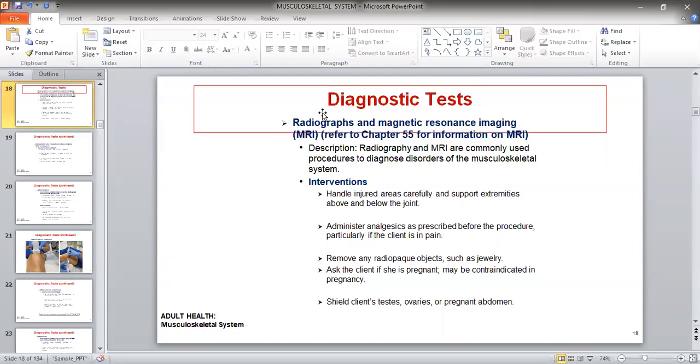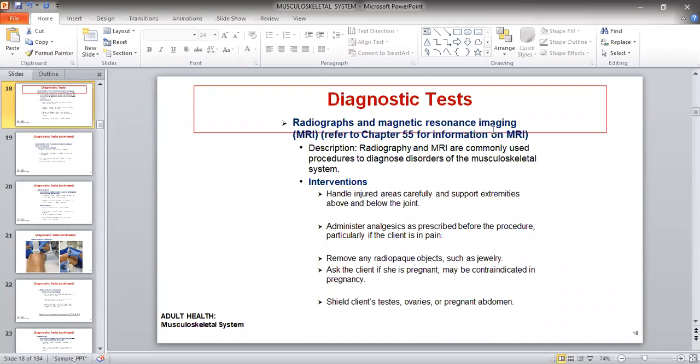And MRI stands for magnetic resonance imaging. So radiography and MRI are commonly used for musculoskeletal diagnosis, or to find out any disorder of the musculoskeletal system. But here it is very important: if your patient has to go for any kind of MRI or X-ray, we have to educate them about the procedure.